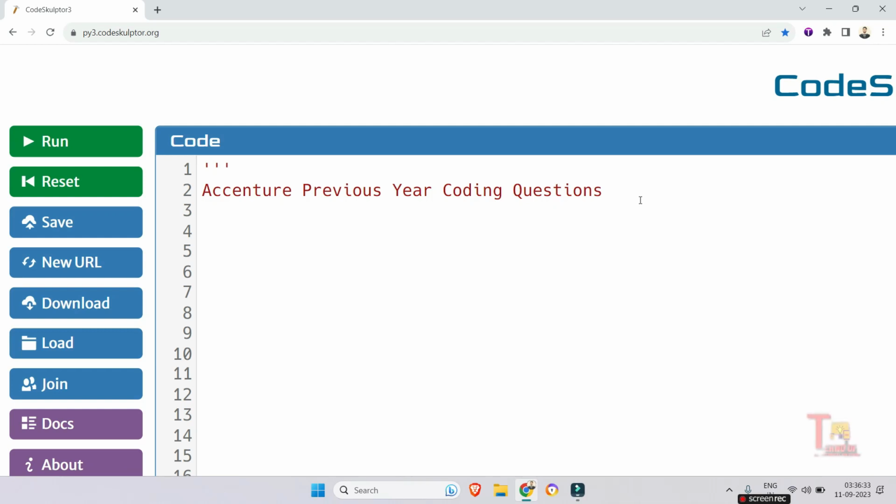I hope all of you are preparing well for your upcoming Accenture exam. I got to know many of you have exams this upcoming Thursday. So I plan to upload a previous year coding question that was asked in the Accenture On Campus Drive 2022. So let's see what the question is.